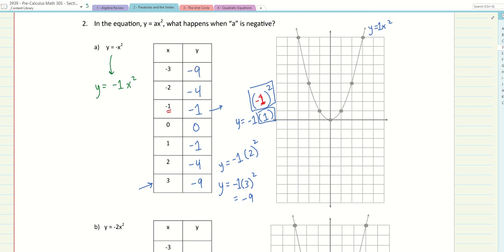Basically, what that means to our graph is that instead of going up, we're going to go down from the vertex. So if I look at our point here, 3, negative 9, that's down there. 2, negative 4, right there.